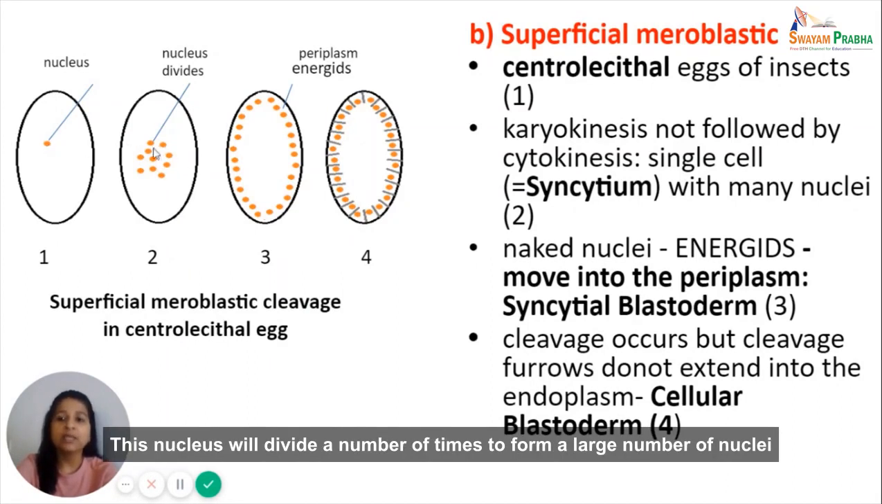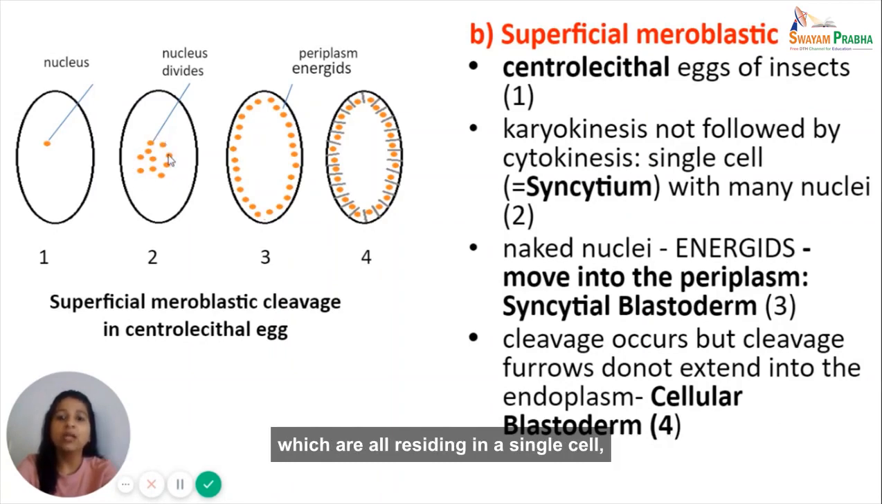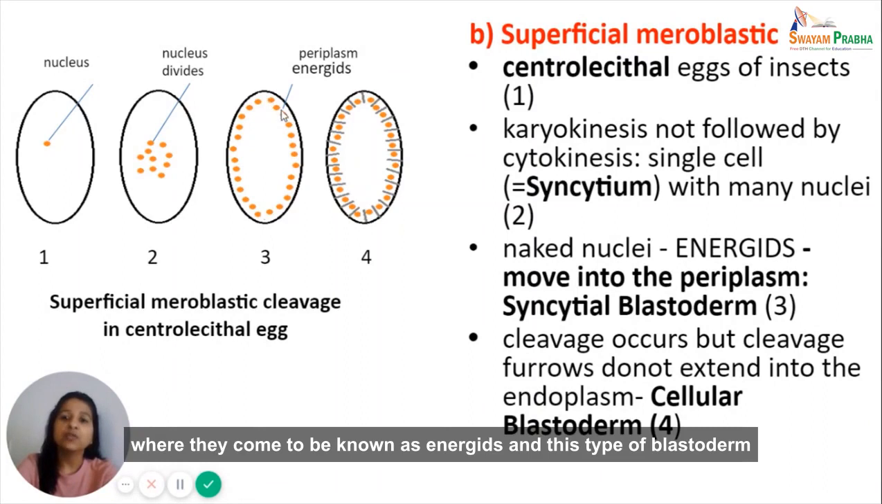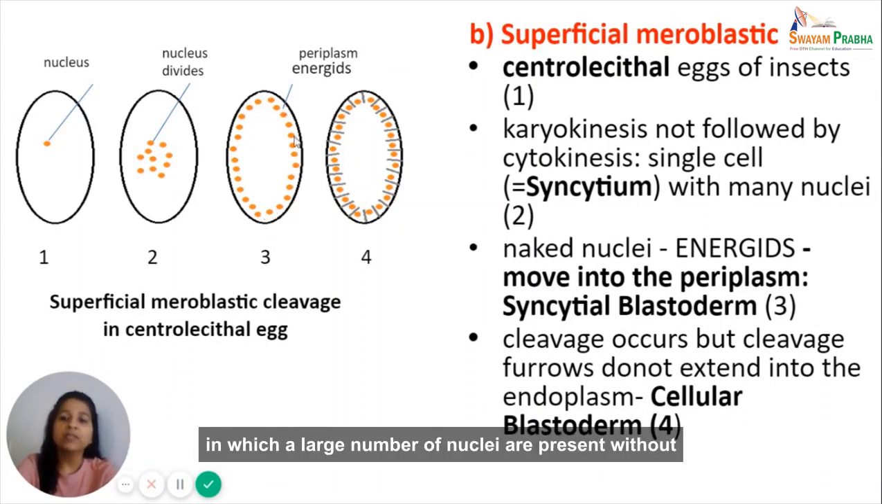This nucleus will divide a number of times to form a large number of nuclei, which are all residing in a single cell, which is now known as syncytia. Now these nuclei will move into the periplasm or the peripheral cytoplasm of the egg, where they come to be known as energids. And this type of blastoderm, in which a large number of nuclei are present without any cytokinesis happening, is known as syncytial blastoderm.